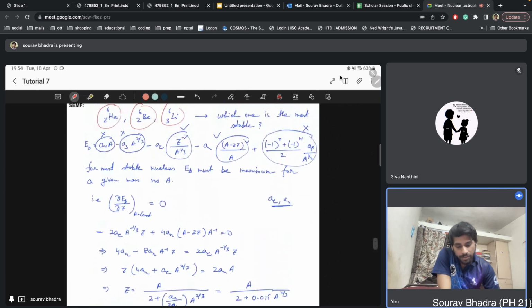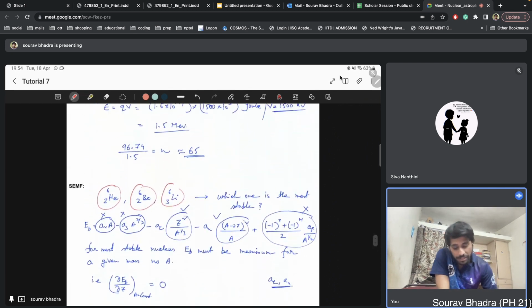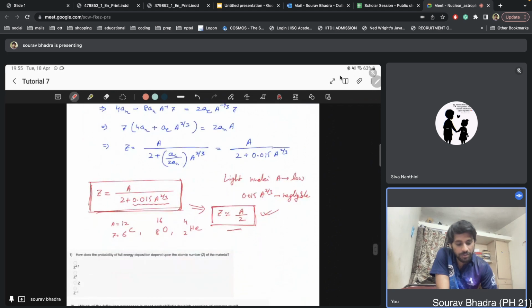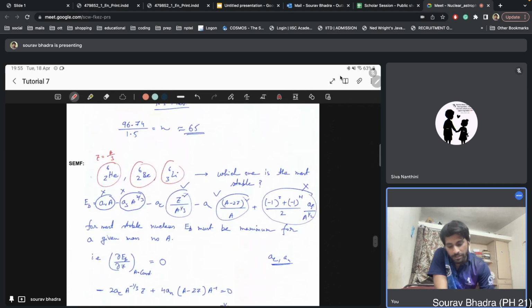Now the question: for the first element given, Z equals A by 3, but we need A by 2 for stability. So this is not stable. Here also Z equals A by 3, not stable. But here you can see Z equals A by 2, so this is the most stable element among the three elements given in the question.